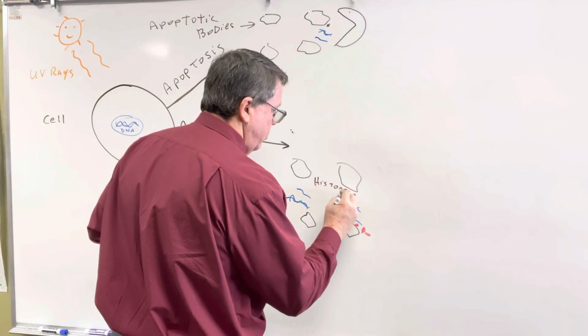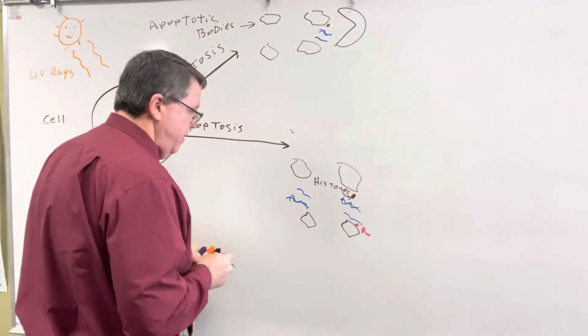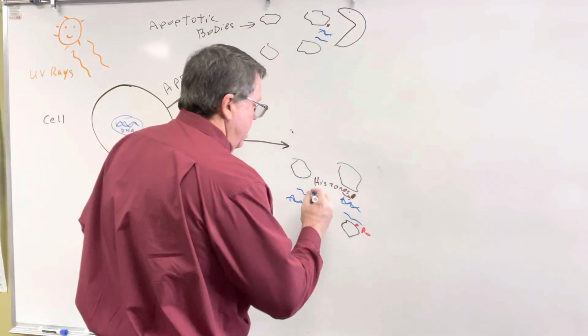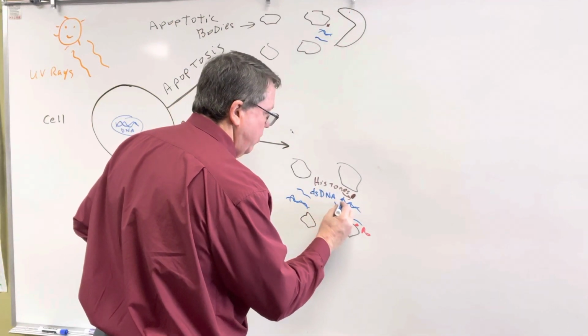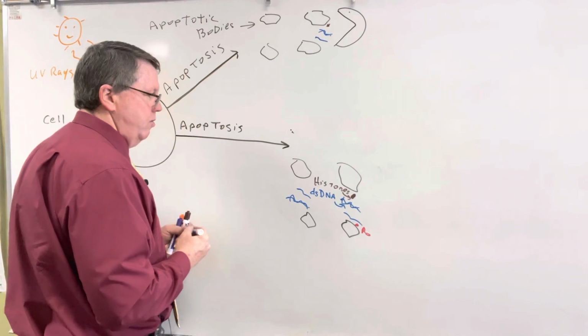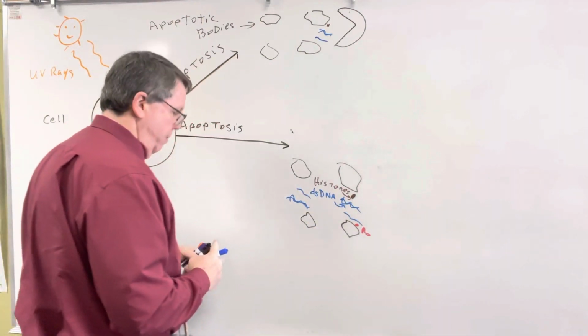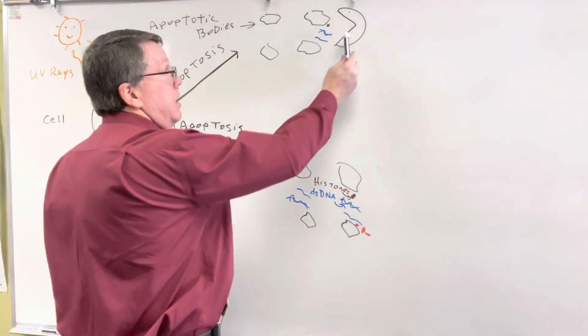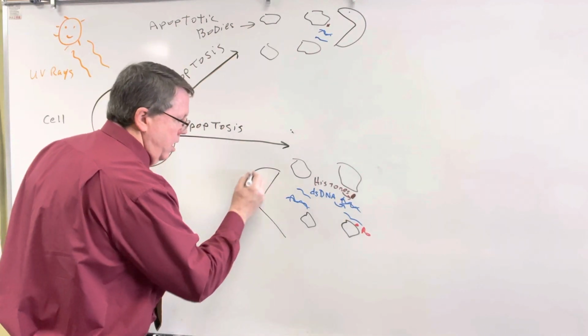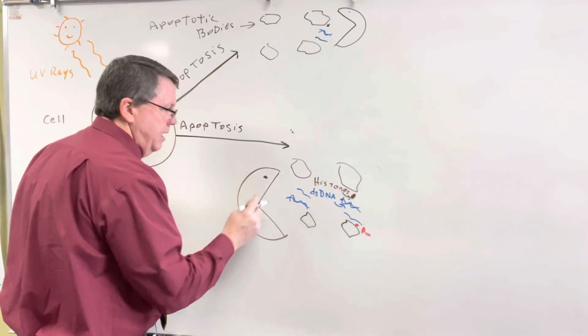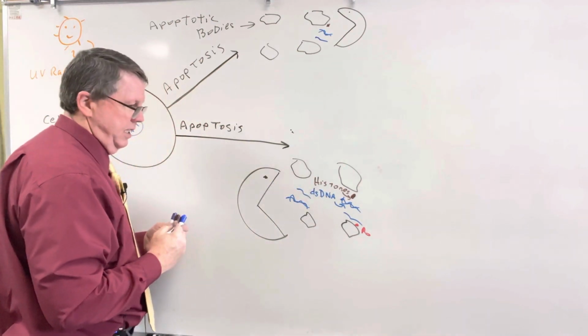If you remember, histones help hold the DNA together. And then this is going to be double-stranded DNA, right? Now, the DNA is broken apart, but you still have the areas that are double-stranded. And then I have other fragments of the DNA also. So now what's going to happen is I'm going to have another macrophage, another white blood cell, come by. It could be a dendritic cell. And it's going to phagocytize this, right?